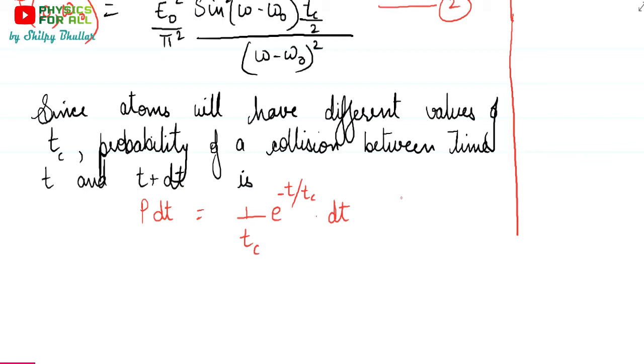e raised to the power minus t by TC. That means a very small possibility, a small number of outcomes that are possible within that time, actually the time interval we are considering here is dt. So what is the probability of collision between that particular time? Whatever the time is, has to be taken into account with respect to TC, because TC is the time between collision that we have taken. We are going to use this probability in our formula.